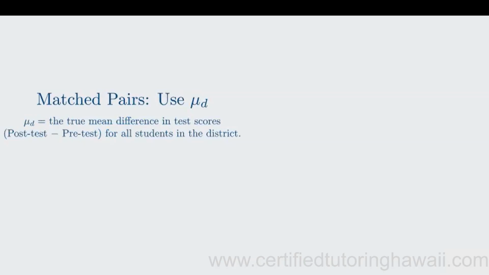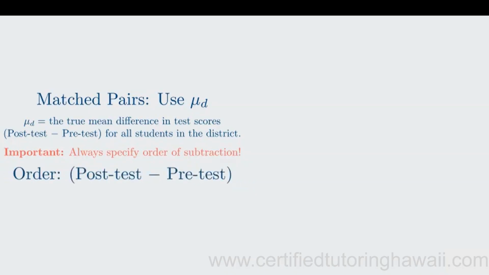If we are dealing with matched pairs, we use mu sub d. Mu sub d equals the true mean difference in test scores, post-test minus pre-test, for all students in the district. When defining mu sub d, it is vital to specify the order of subtraction, like post-test minus pre-test. Without this, your positive or negative results won't have a clear meaning. Taking the time to write a thorough definition now prevents confusion when you reach your final conclusion later.